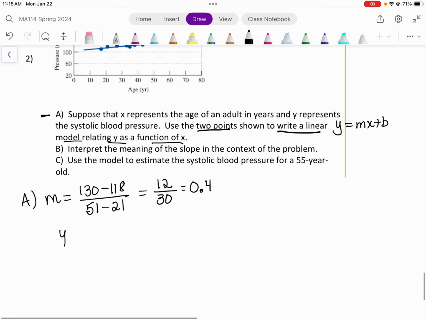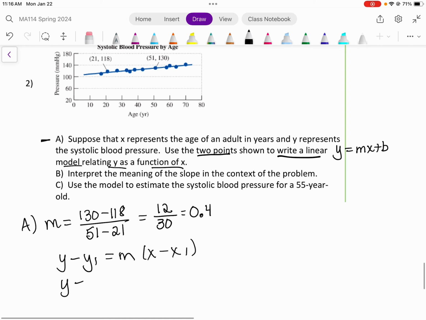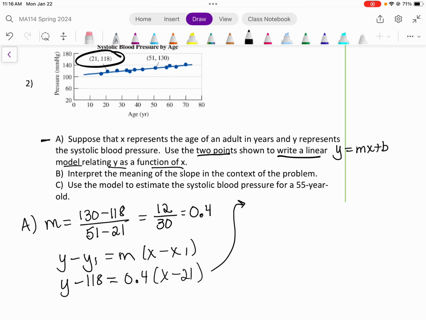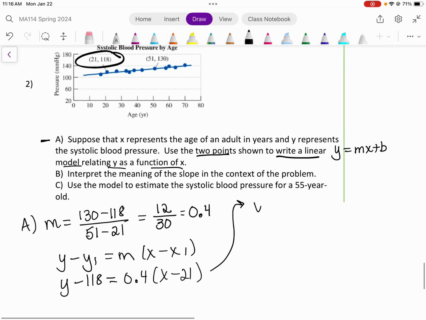All right, I'm going to go to point slope. I will plug in the first y value, so 118, and that's from this ordered pair here, equals my slope times x minus 21. Keep working here. I'm going to distribute. Let's see, that's going to be 8.4, I believe. Okay, I'm going to add 118 over to that.